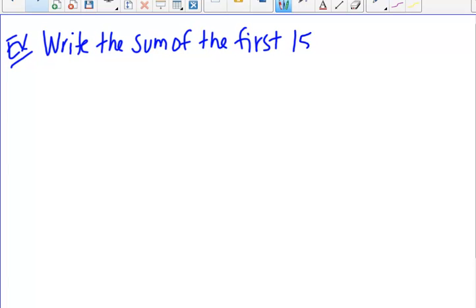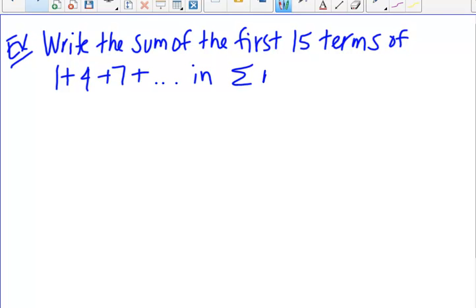Write the sum of the first 15 terms of 1 plus 4 plus 7 plus dot dot dot in sigma notation. Okay, so this is similar to what I did in the last video, so it's good review. So how do I do that?